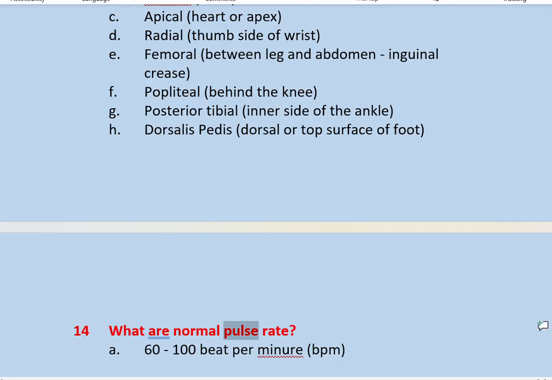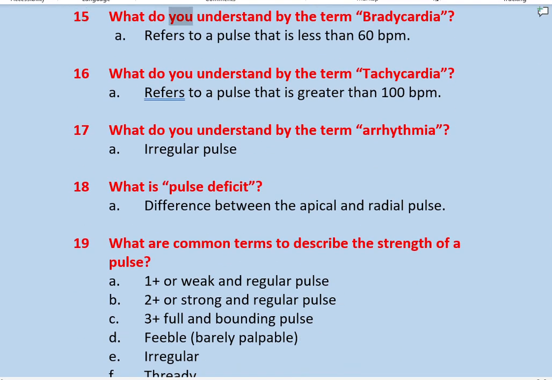14. What is normal pulse rate? 60 to 100 beats per minute, BPM. 15. What do you understand by the term bradycardia? Refers to a pulse that is less than 60 BPM. 16. What do you understand by the term tachycardia? Refers to a pulse that is greater than 100 BPM. 17. What do you understand by the term arrhythmia? Irregular pulse.